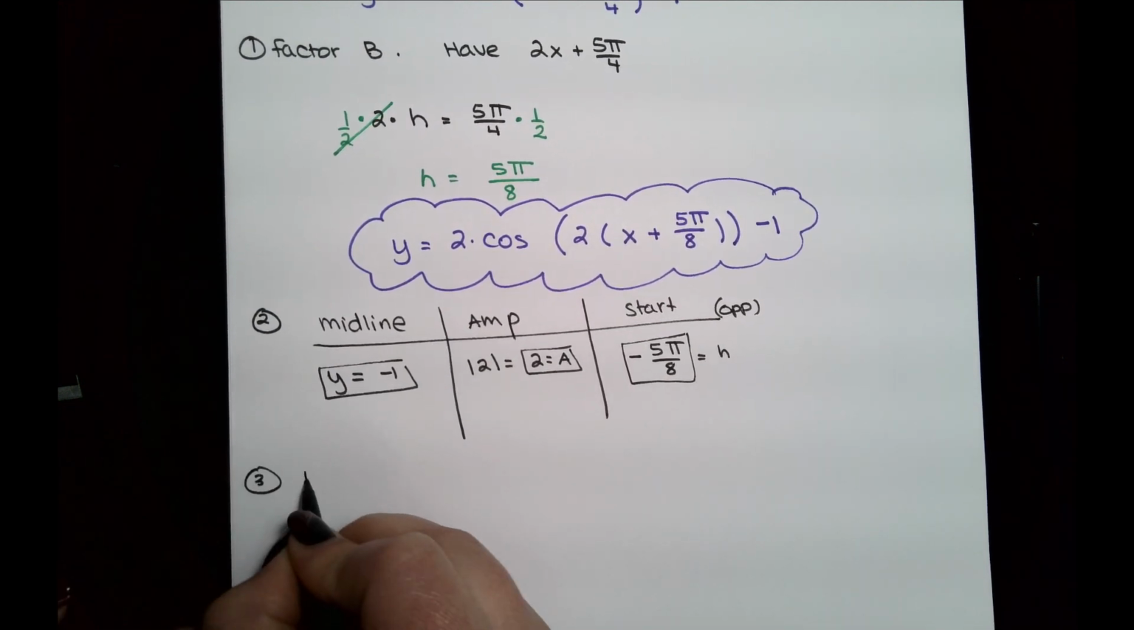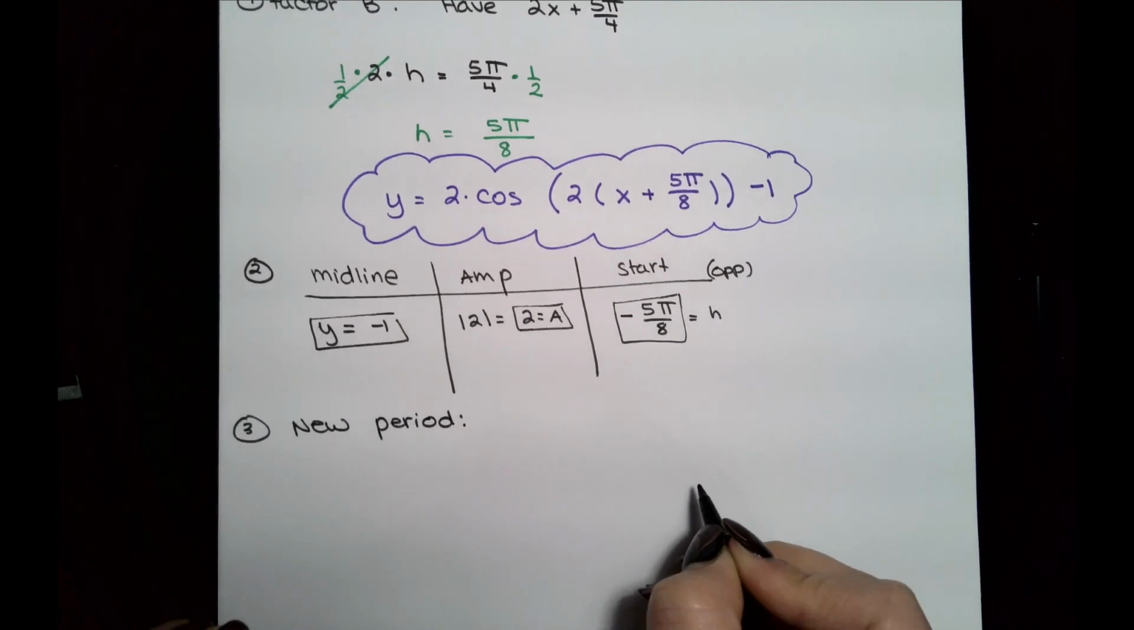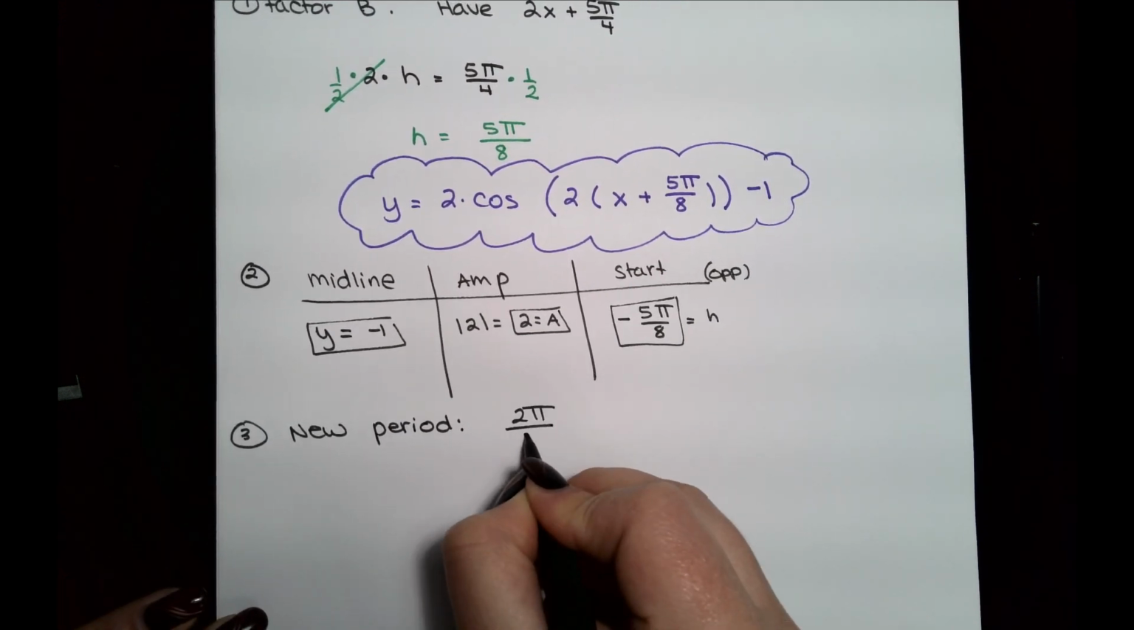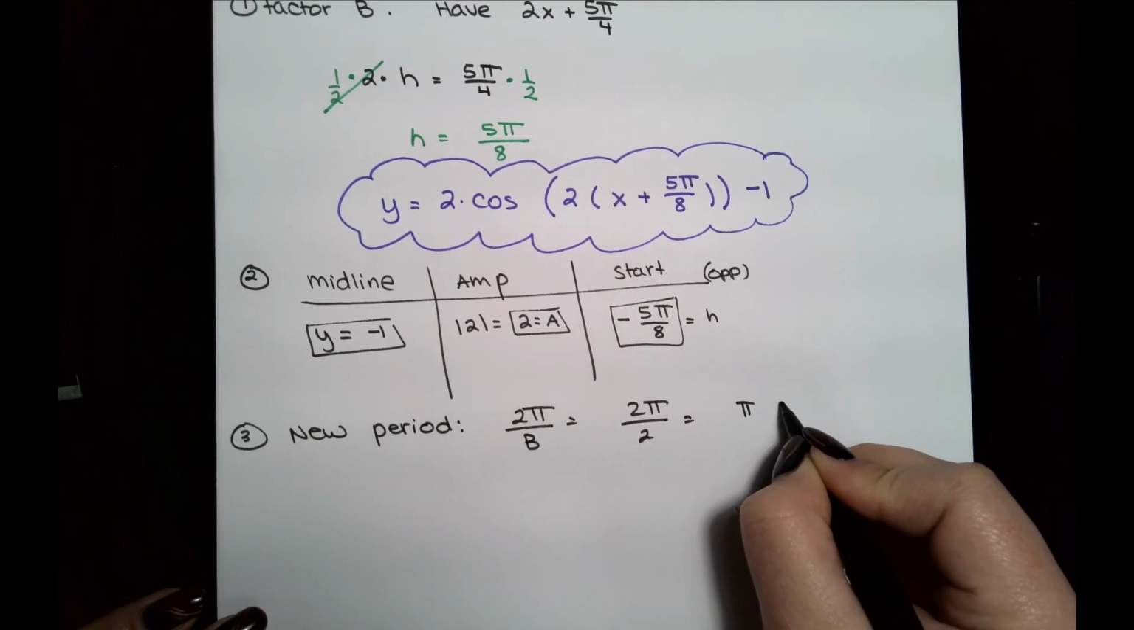Three is our new period. Same thing as cosine and sine, it's just 2 pi over b. Our b value was 2, so our new period is pi.